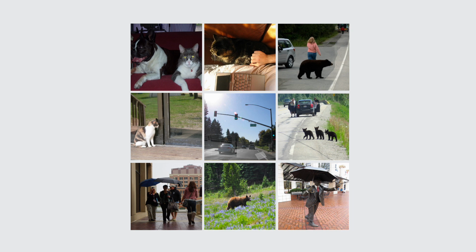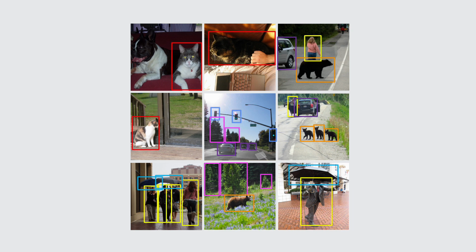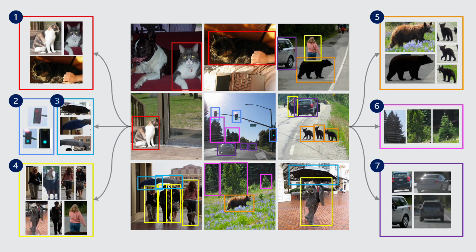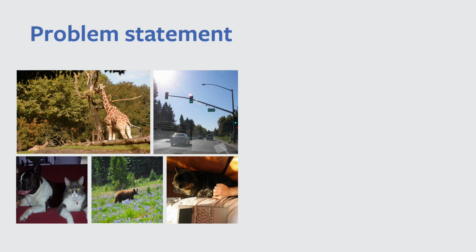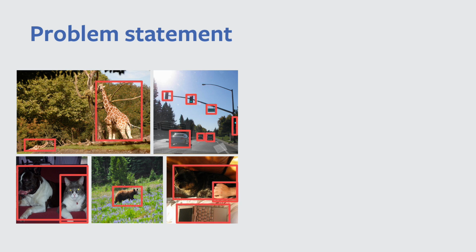Object discovery is the problem of localizing and grouping all the objects in a bunch of images without any supervision. Note that this is not just a region proposal task, but involves identifying semantically similar concepts and grouping them together. So in this example, we discovered 7 objects. Notice that the first step in this problem is to localize objects in all the images before grouping them.